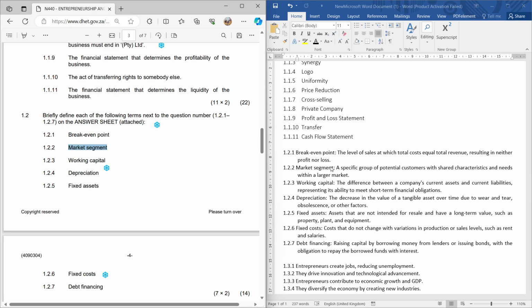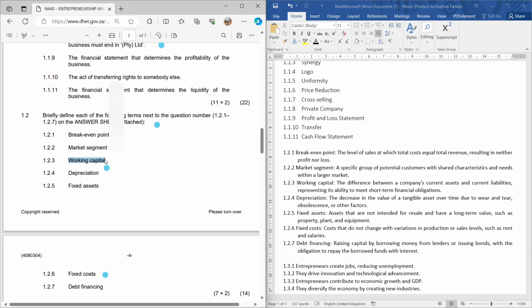And then market segment. A market segment is a specific group of potential customers with shared characteristics and needs within a larger market. When you identify your target market, a market segment is the characteristic that defines your very specific target market. If you are targeting specifically 18-year-old females, then the fact that your product attracts 18-year-old females is your market segment. That is that specific group of potential customers, as explained in our statement.